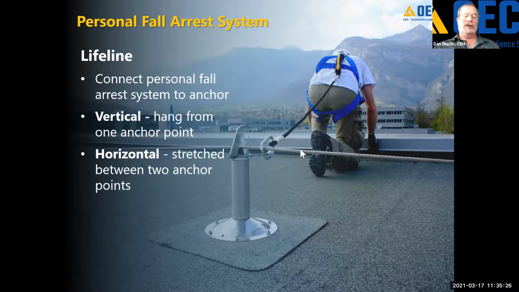Typically a system like this will be rated for at least 2 people. Although in this case, it looks like we've got at least 5/8-inch steel cable. It might be rated for significantly more than that. So a lifeline connects a personal fall arrest system to the anchor itself. In this case, I would have an anchor at either end of this, and this would be tensioned.